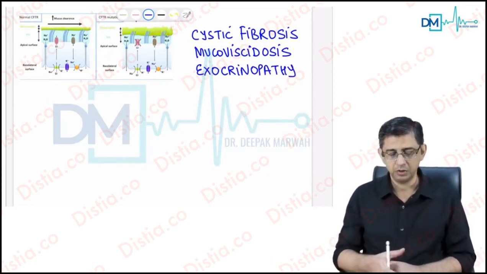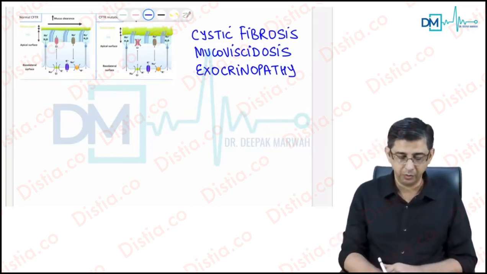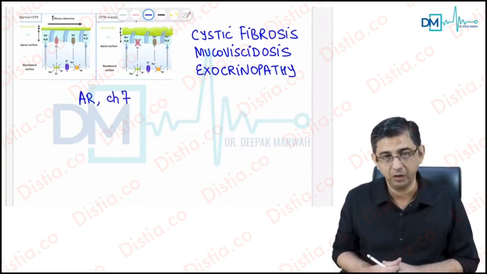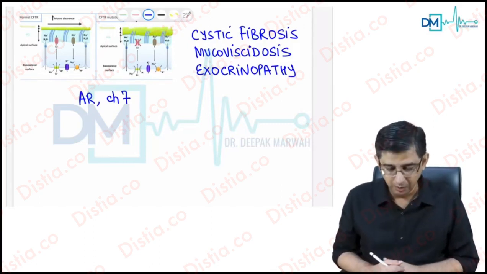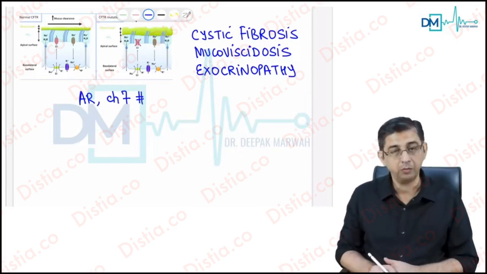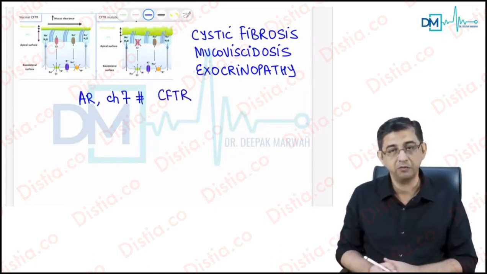Now, there's a diagram given here, but instead of explaining the diagram, I'll just try to simplify things before you. First and foremost, this is a genetically acquired condition with an autosomal recessive pattern of inheritance. So, consanguineous marriage could be given in the question. The chromosome which is faulty is chromosome number 7, on which there is a problem with a gene which expresses a protein by the name of CFTR.